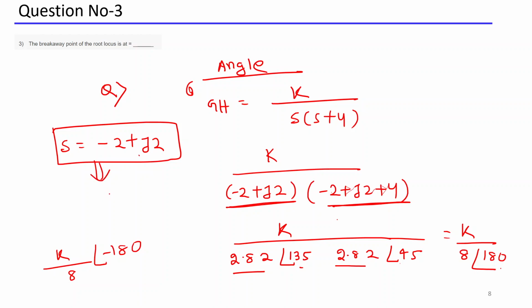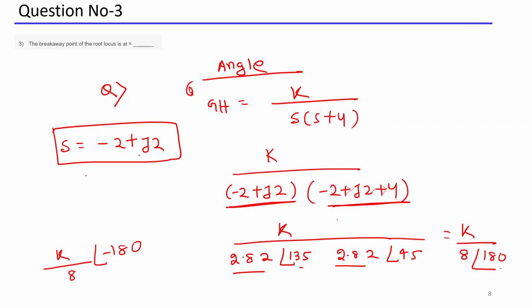Angle condition means the angle should be any odd multiple of 180. So it is an odd multiple of 180. It means this point lies in the root locus. Are you following?